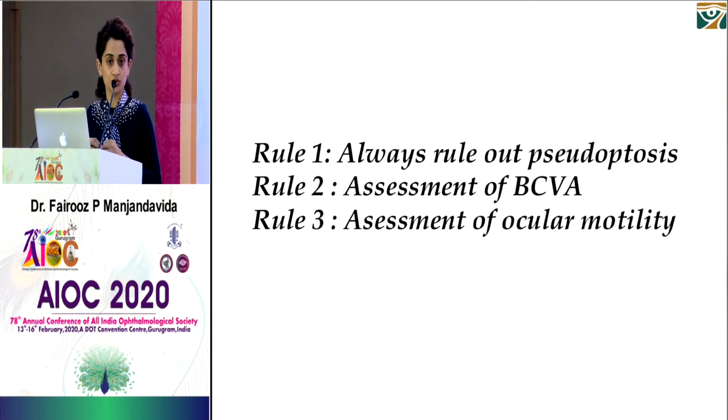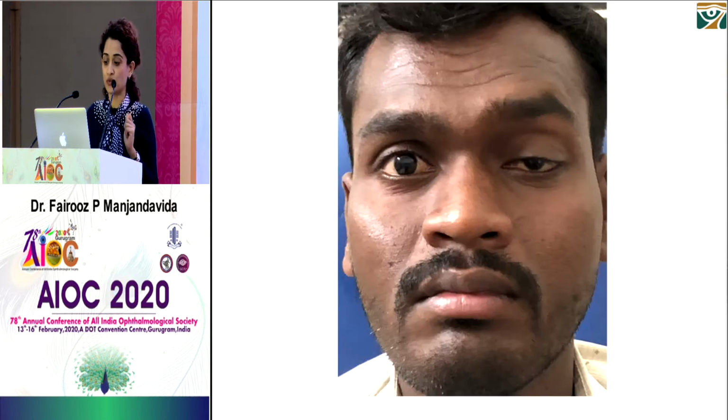Always rule out pseudoptosis. 1, assessment of the best corrected visual acuity, because there can be an associated amblyopia which we don't want to miss as a physician, because that also requires treatment. And the assessment of ocular motility. You can miss many things if you just miss the ocular motility in a ptosis evaluation, which is very important.